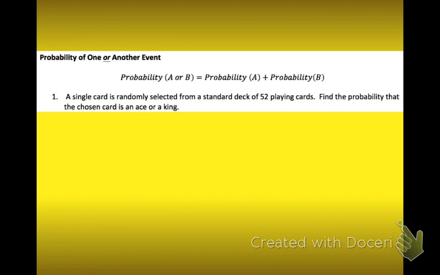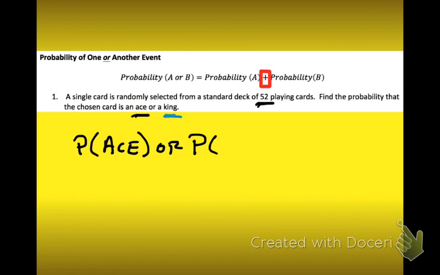If you want the probability of something happening or something else happening, it changes what you do a little bit. Instead of multiplying now, you're actually going to add. So you find the probability of the first event, and you add the probability of the second event. So if we draw a single card from a deck of cards, there's 52 cards in it. Find the probability that what is chosen is an ace or a king. So we want to find the probability of an ace, or we want to find the probability of a king.